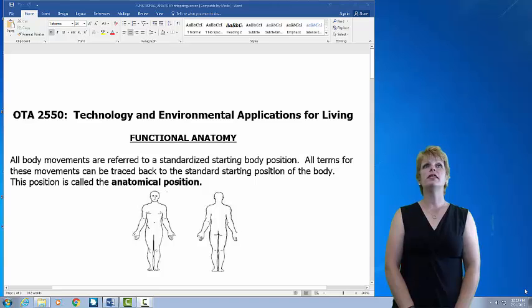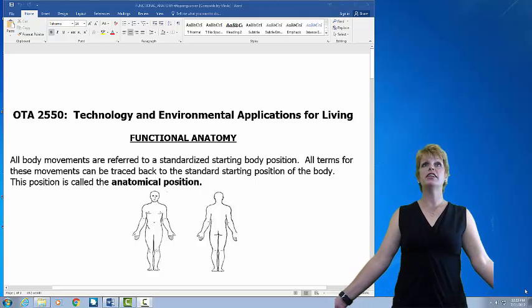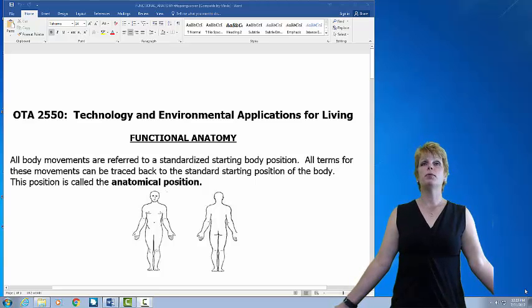So let's talk about the handout at the top. It says all body movements are referred to as a standardized starting body position, and this is considered anatomical position. On the sheet, as you can see, the lower extremities are straight and parallel to each other, and then you will have external rotation of the shoulders with the thumbs pointed outward. That would be considered anatomical position, and I'm demonstrating that right now.